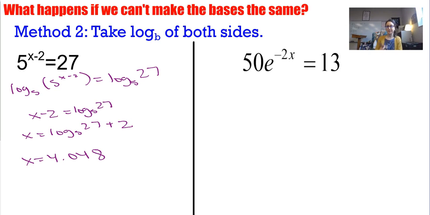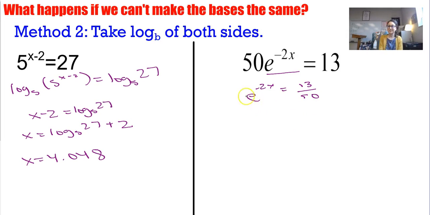All right, for this next one, notice it's a little different for a couple reasons. First of all, your base is e instead of 5, and second is that your exponential piece has not been isolated yet. Okay, so let's isolate this part that I underlined by dividing both sides by 50. So I have e to the negative 2x equals 13 over 50.